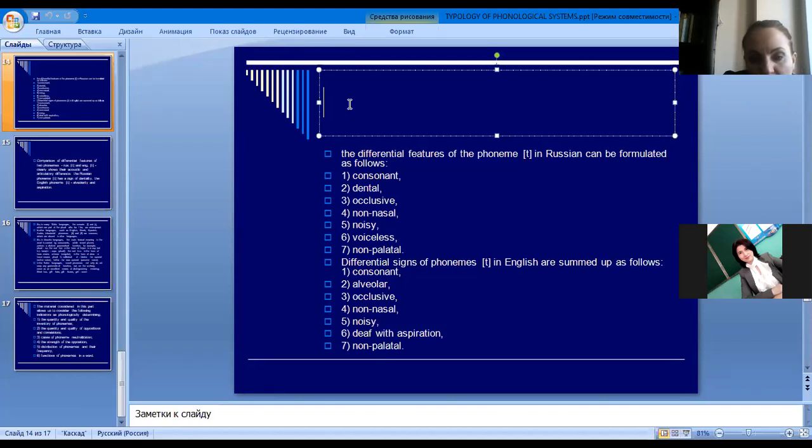Differential signs of the phoneme T in English are summed up as follows. Consonant, alveolar, occlusive, non-nasal, noisy, deaf or voiceless with aspiration, and non-palatal. So comparison of different features of these two phonemes, Russian T and English T, clearly shows the acoustic and articulatory difference. The Russian phoneme T has the sign of dentality, the English phoneme T, alveolarity and strong aspiration.